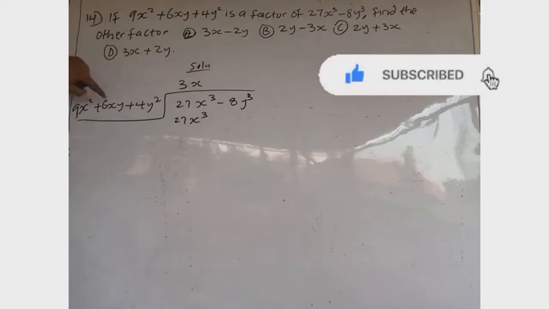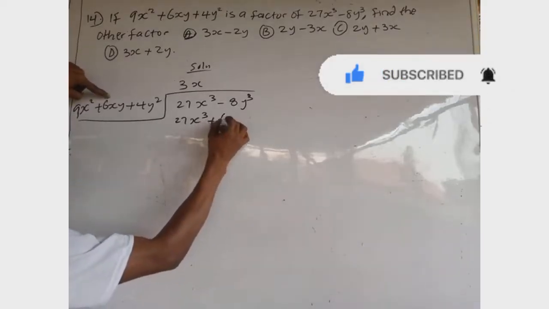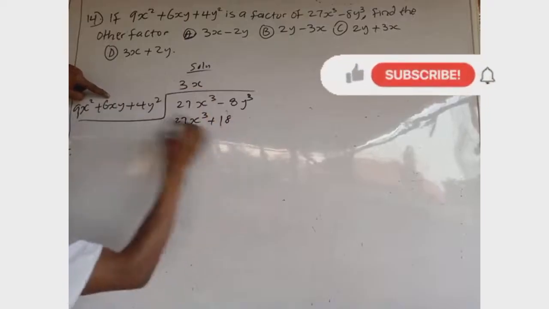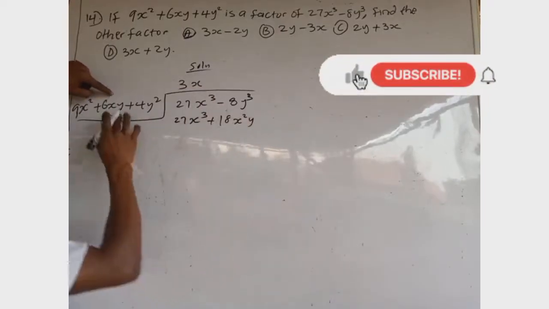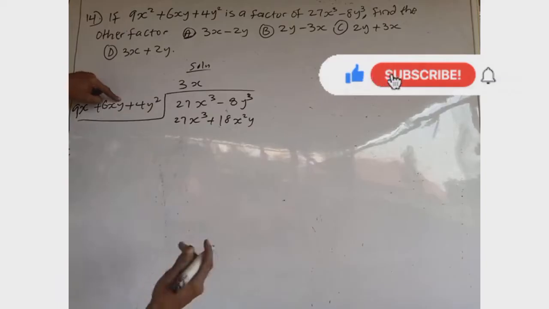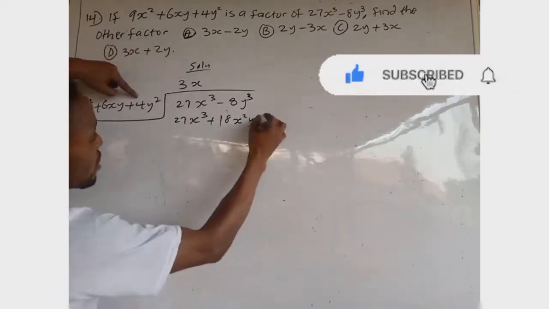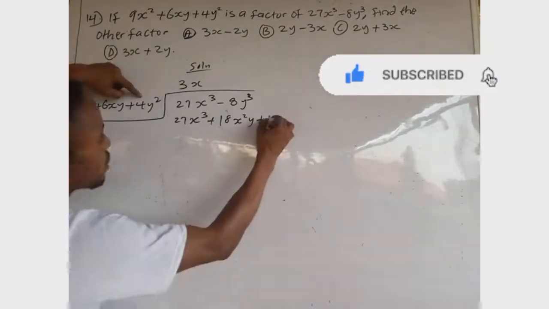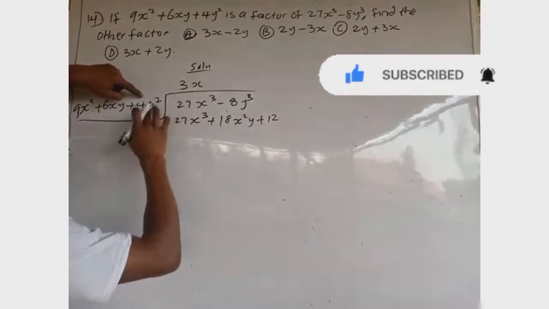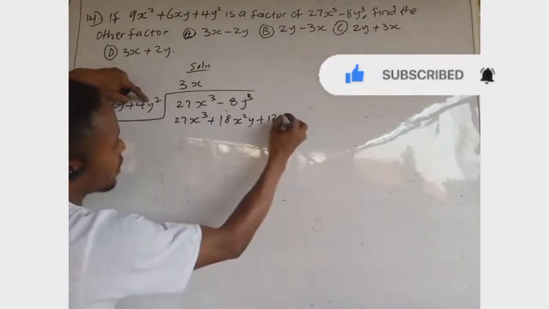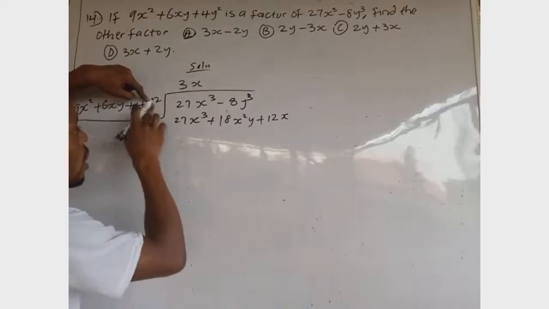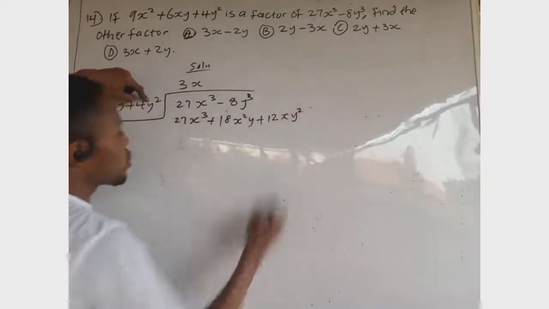3s, 3 times 6, we have plus what? We have 6. 3 times 6, we have 18. s times s here gives s squared. y, because we don't have y here, we have only y. 3 times 4, we have 12. We have 3 times what? We have our s here, that gives us s, because we don't have s here, and y raised to power 2.